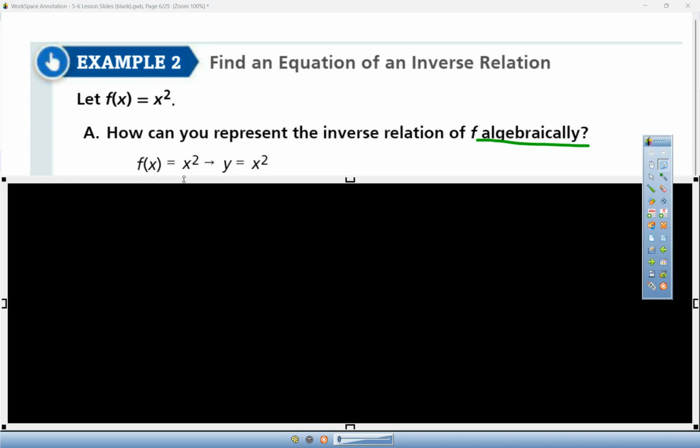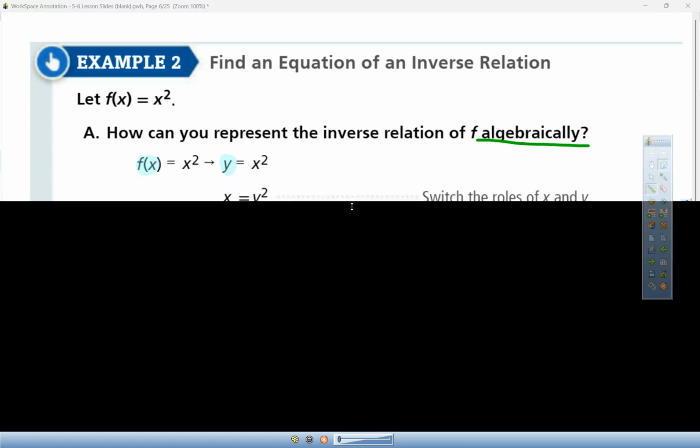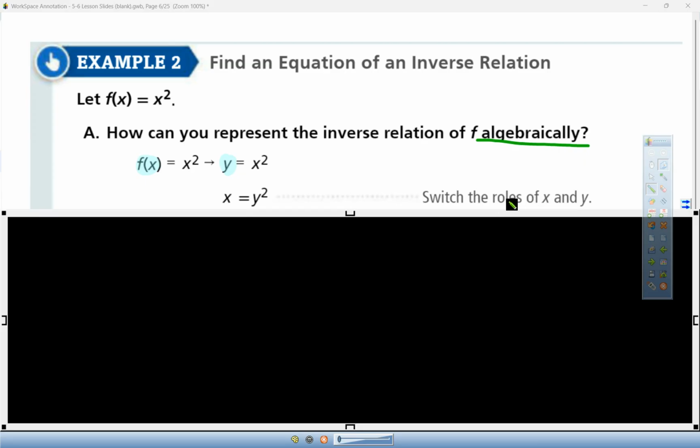Well, the first thing we're going to do, if you'll notice, is take the f of x and put y in its place. We're used to doing that. So that's the first thing that happened. And then the next thing it says, switch the roles of x and y. So literally, what has happened?